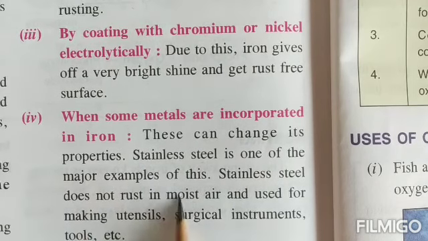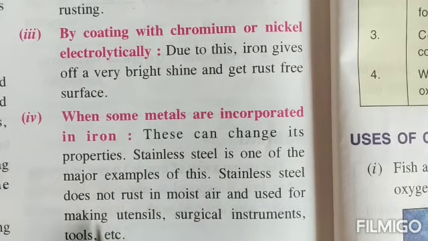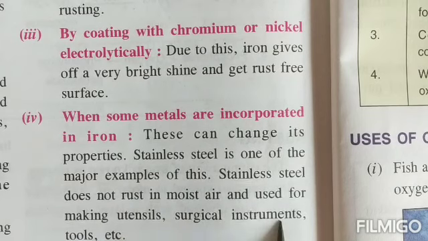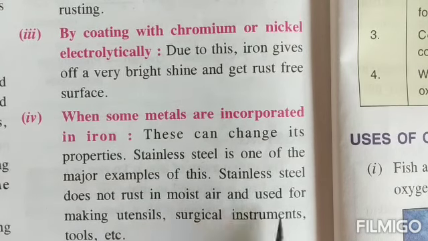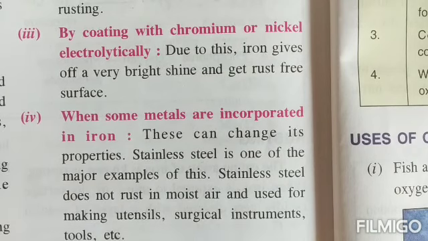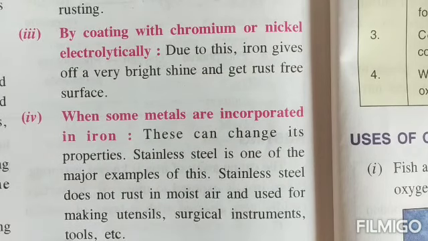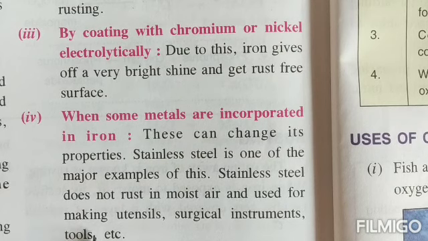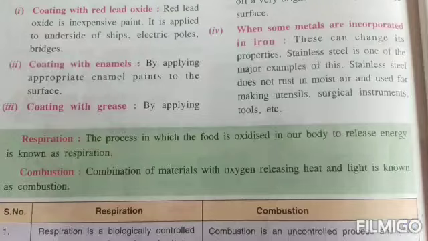Stainless steel does not get rusted in moist air and is used for making utensils, the surgical instruments, the instruments that are used by the doctors for the operations, and the syringes and all those, and the various tools. These are all made up of stainless steel, because stainless steel is a substance which will not get rusted no matter how much it is exposed to the air or to the moisture.